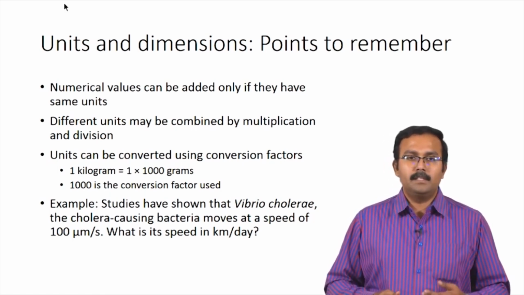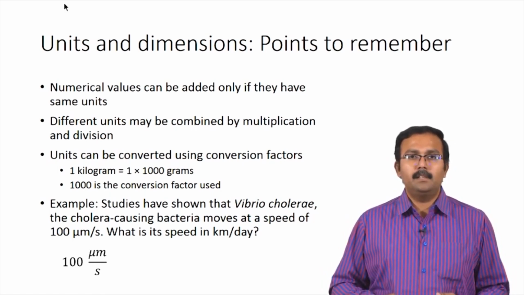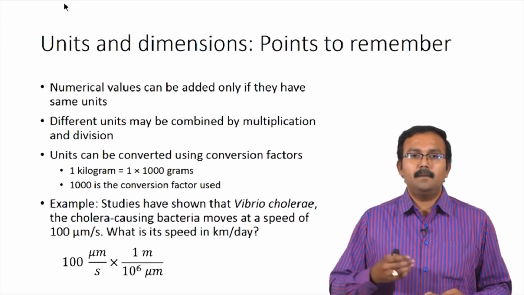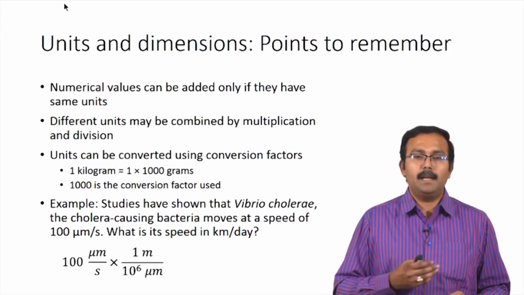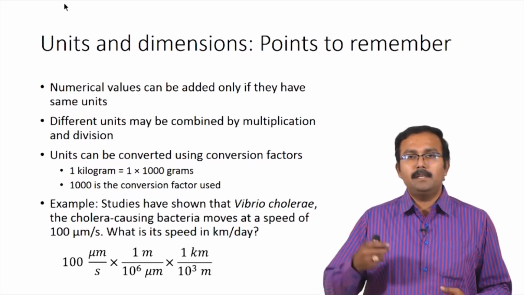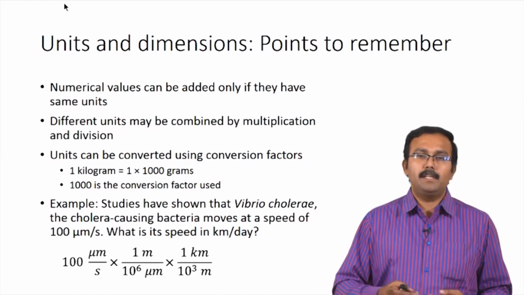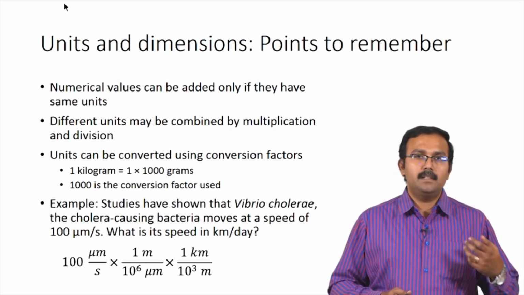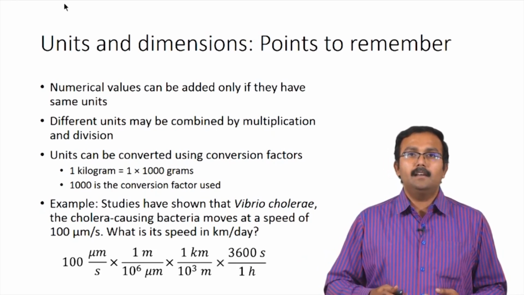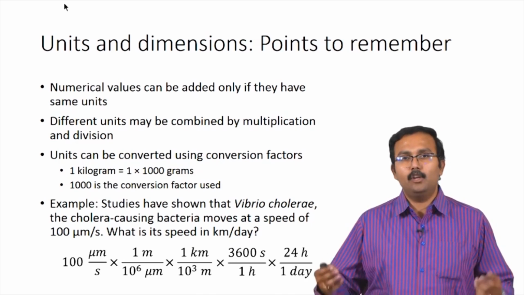So, let us go about solving this. 100 micrometers per second is the data given. We know that 1 micrometer is 10 power minus 6 meters. So, 1 meter divided by 10 power 6 micrometers is multiplied to the given value. Now, this meter can be converted to kilometer as 1 kilometer contains 1000 meters. So, now we have technically converted micrometers to kilometers. We now need to convert the seconds to days. We know that 1 hour contains 3600 seconds and 1 day contains 24 hours. Using these values, we would finally get kilometers per day.